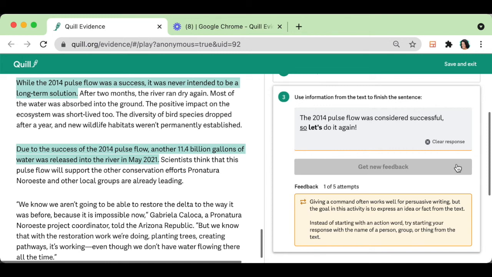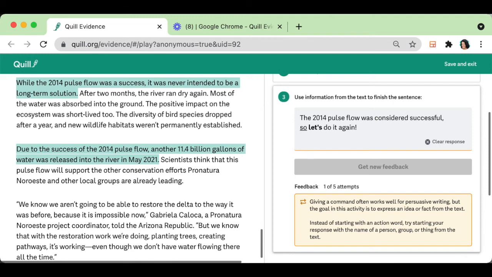Instead of starting with an action word, try starting your response with the name of a person, group, or thing from the text." So with "so," we often see responses that give a command, an opinion, or make a prediction. While that may certainly be appropriate in another writing context, in this tool, in Quill Evidence, students need to use evidence from the text. So the feedback is going to help them to do that.